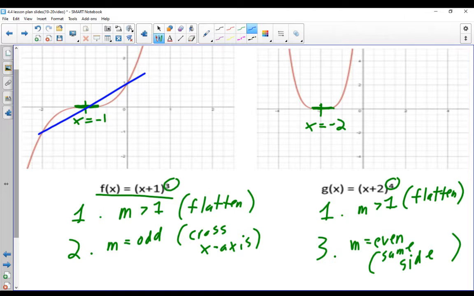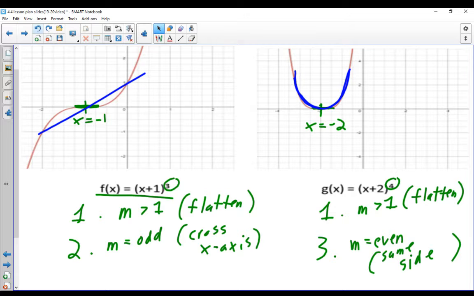And sure enough, notice how this graph didn't exactly go across to the opposite side of the x-axis. Instead, it made a U-turn, like it touched it and then turned. It did touch the x-axis, but it did not go across it. And that's what it means by stay on the same side. It basically just took a U-turn.